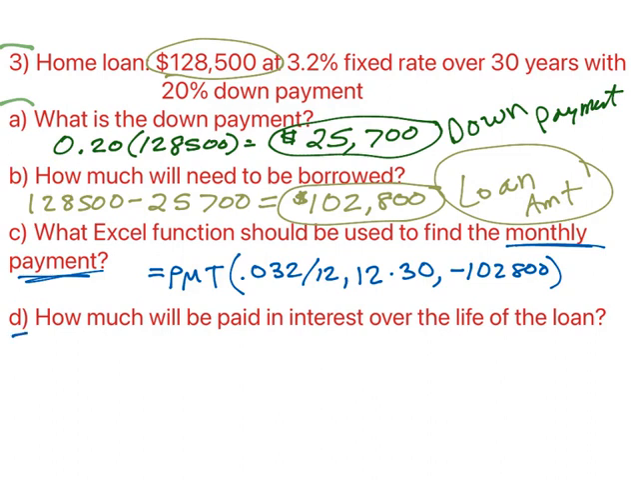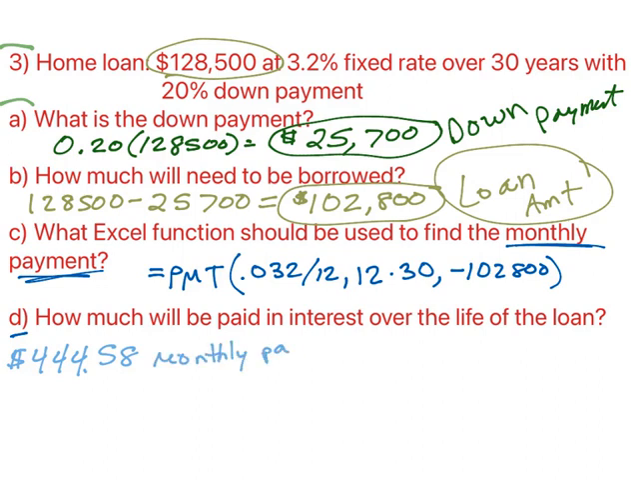And then we're going to get to letter D. So letter D has multiple steps to it. How much will be paid in interest? The part from C tells us that our monthly payment is $444.58.